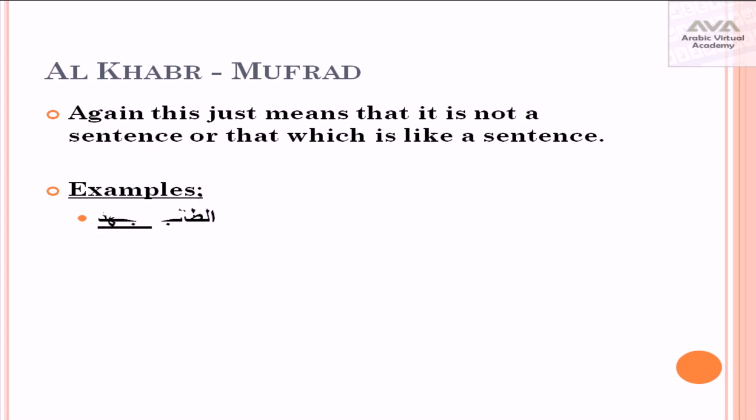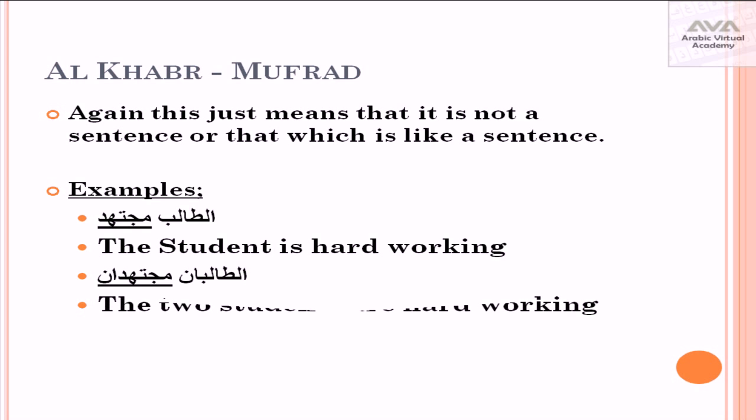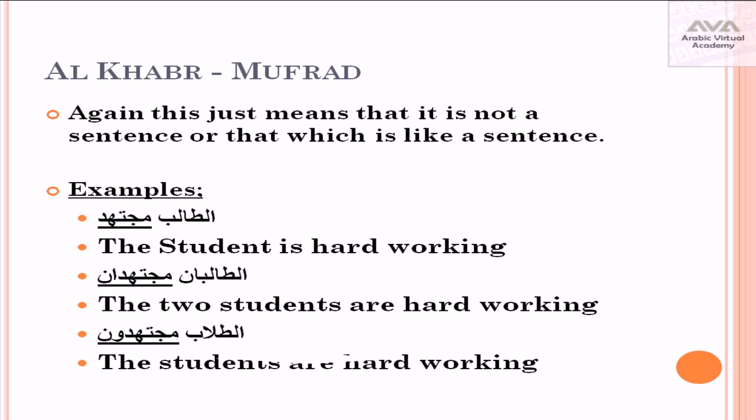At-talib mujtahid. Mujtahid there is what's considered to be mufrad because of the fact that it's not a jumla or shibh-jumla. It's the information about at-talib, just like at-talibani mujtahidani. Mujtahidan is the khabar for the word taliban. The two students are hardworking. And then you also have at-tulab al-mujtahidun. Al-mujtahidun is the khabar for the word tulab. And again, it is mufrad for the same reasons the other two words are mufrad, because they are not a jumla or a shibh jumla. Inshallah, that's pretty clear.